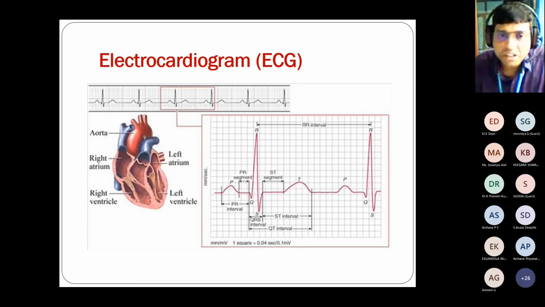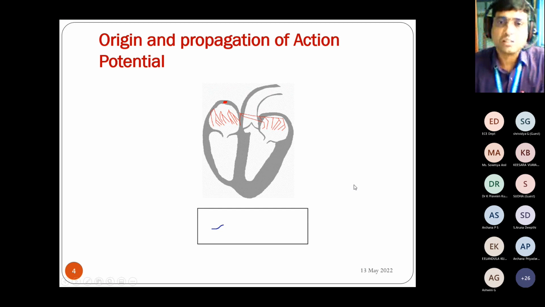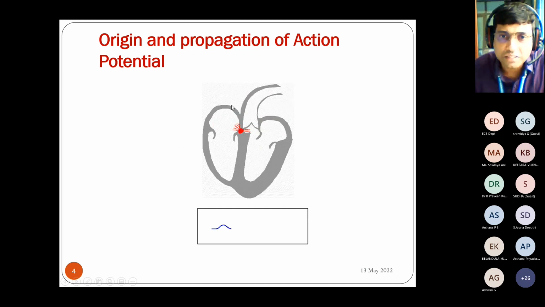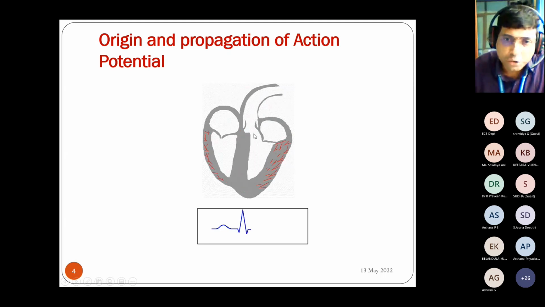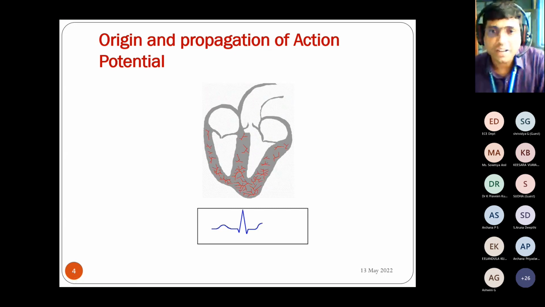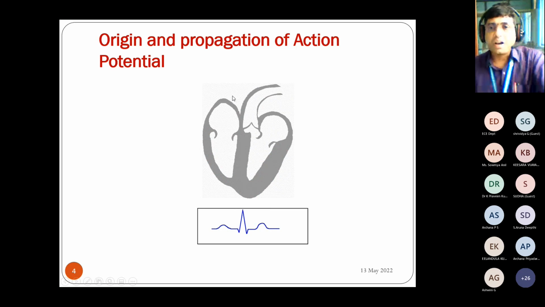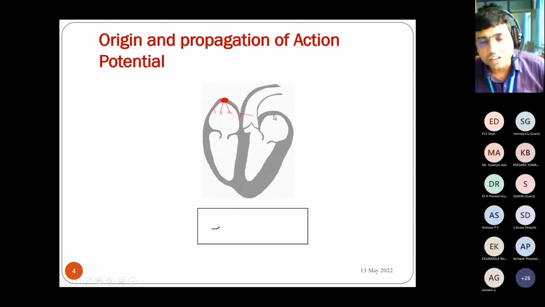So in the heart, we have a node that we call the SA node, situated here, where I placed the mark. And this is called the AV node. We have two important nodes. One is the sinoatrial node, another is the atrioventricular node. Sinoatrial node is located here, and atrioventricular node is located here.